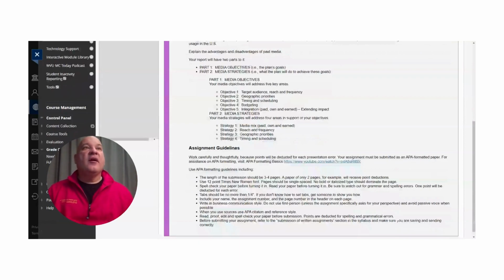There are a couple of sections here. There are five objectives you need to address in part one. We just came off the target audience assignment, so you have that information. Also, go back and look at your SWOT section: the strengths, the weaknesses, the opportunities, and the threats.